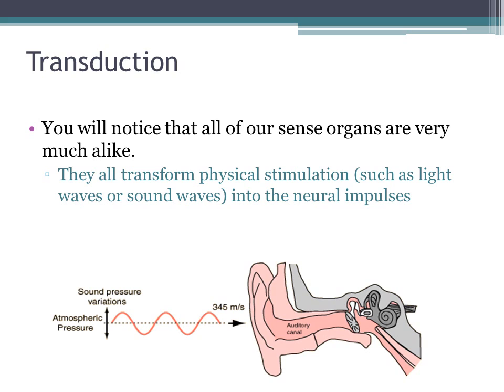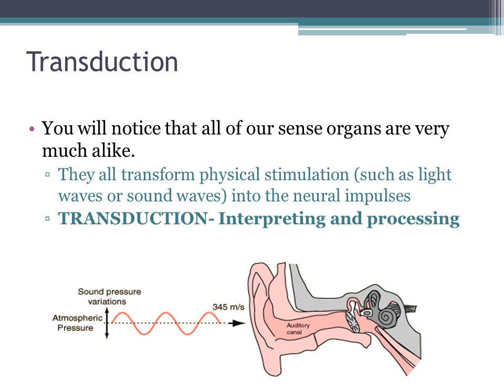So transduction is they all transfer physical stimulus, the light, the sound waves, or maybe the odor even, into neural impulses. So you have the sound vibrations entering the ear. We'll talk about the auditory canal, and then it goes all the way to the back of the ear. In the cochlea, which we'll talk about, that looks like that little snail, it changes to a message, and that message then sends the information, whether it's loud or soft or a soothing sound, and that gets processed in the brain. Transduction is interpreting and processing.